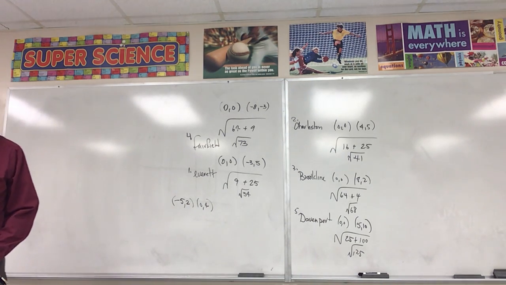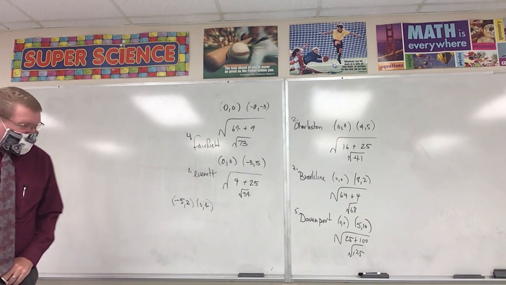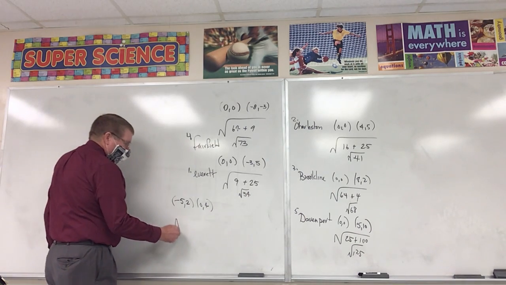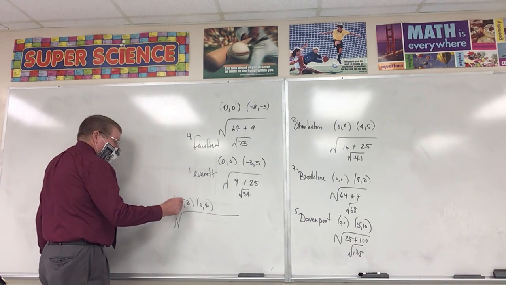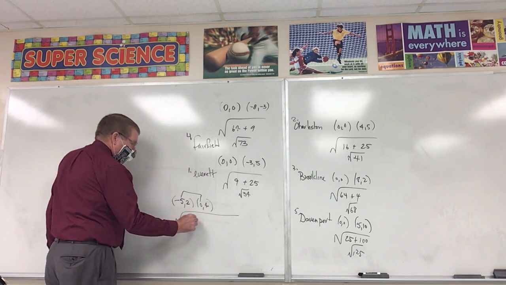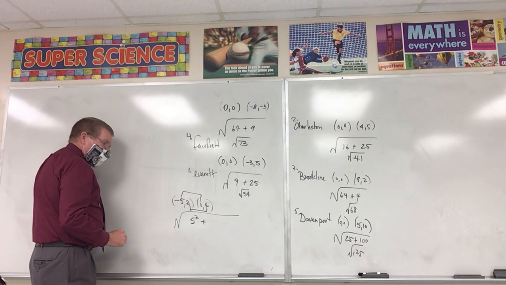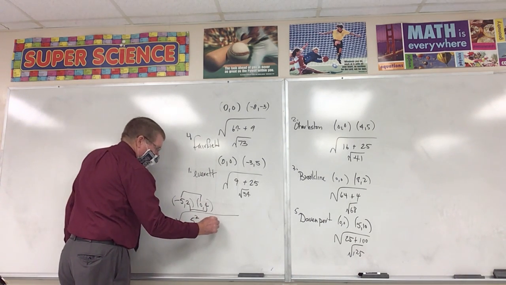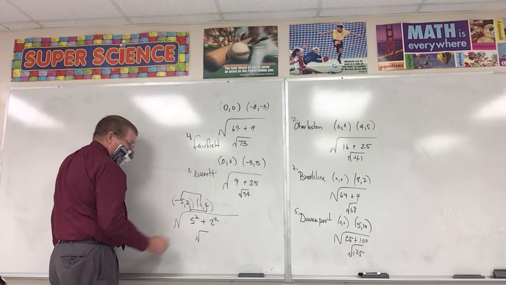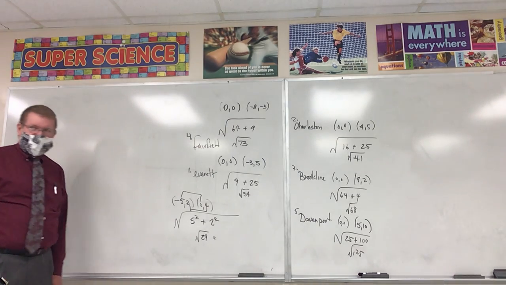Which one? What did it say? 39. PQ, which is negative 5, 2, and 0, 4. We're going to use the distance formula. Difference in my x's, 5 squared. Difference in my y's, 2, 2 squared, which is the square root of 25 and 4, 29. And then we use our calculator to find a decimal.